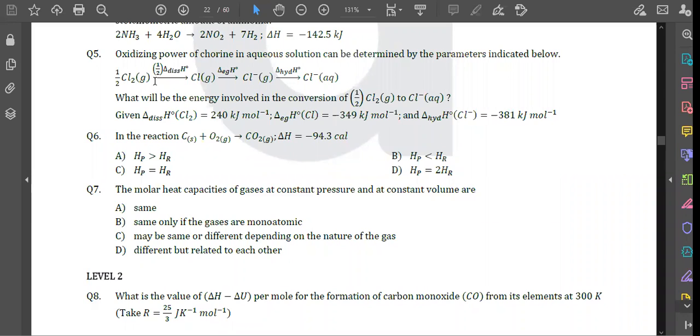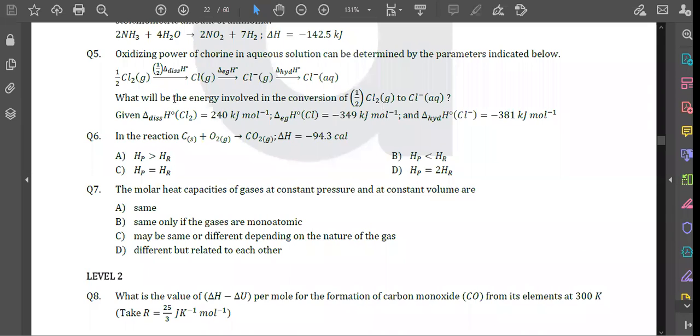First reaction is dissociation reaction where half Cl2 is broken down into individual atom. Then it is electron gain enthalpy. Then you have hydration. So this is your 3-step. Now, what will be the energy evolved in the conversion of half Cl2 aqueous to Cl minus aqueous? Net energy is being asked. You have to use what? Hess law. Right, everyone? Can you use Hess law?